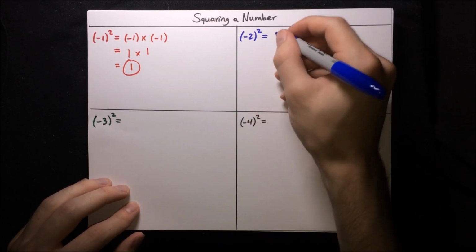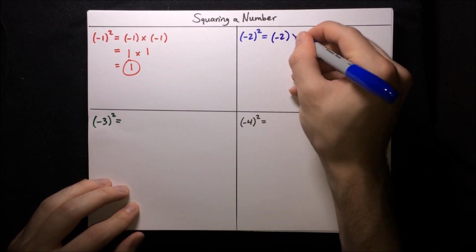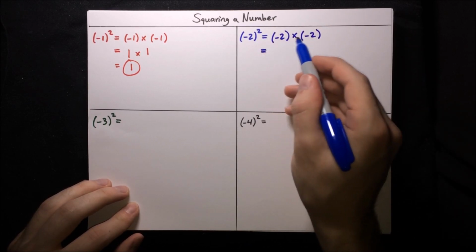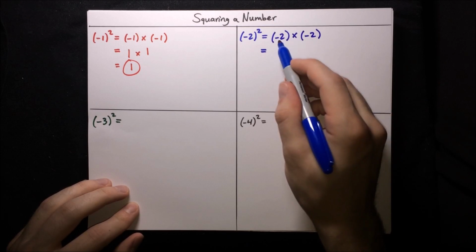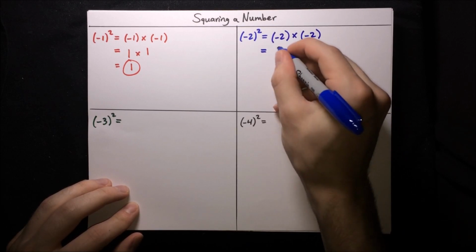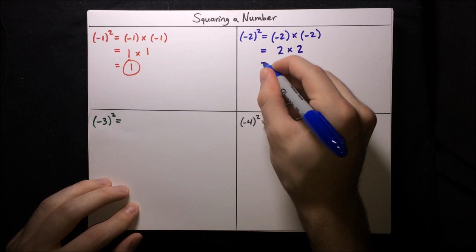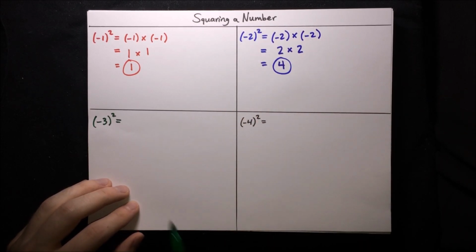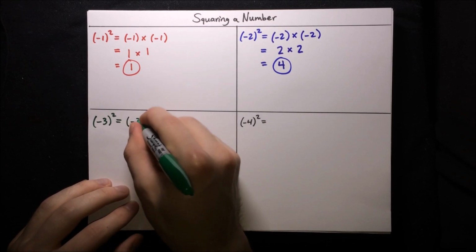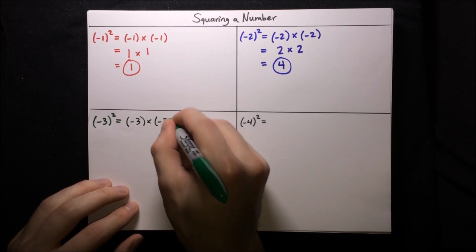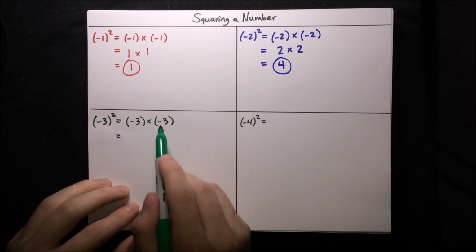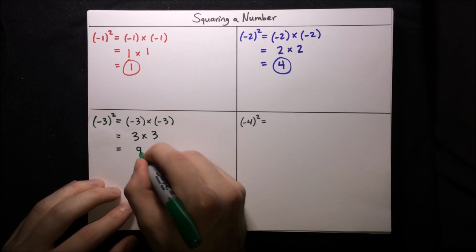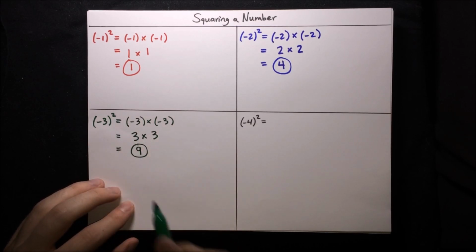Likewise, -2 squared is just -2 times itself, -2 times -2. And again, since we have a negative times a negative, the negative signs cancel out and we're just left with the multiplication of 2 times 2, which is just 4. So -2 squared is 4. Moving on, -3 squared is -3 times -3. Again, the negative signs cancel out and we just have 3 times 3, which is just 9. So -3 squared is 9.